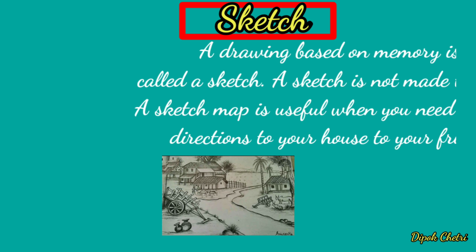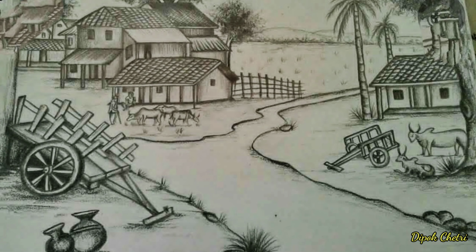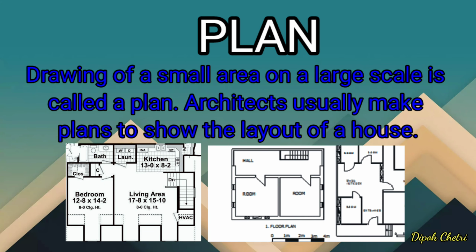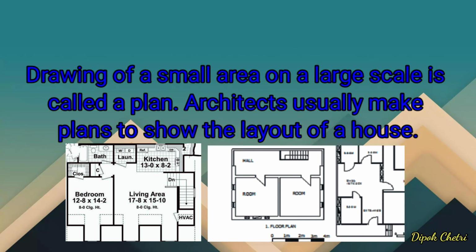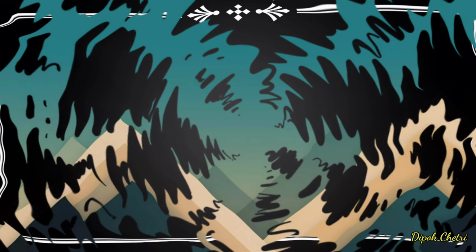A drawing based on memory is called a sketch. A sketch is not made to scale. A sketch map is useful when you need to show directions to your house to your friend. Plan. Drawing of a small area on a large scale is called a plan. Architects usually make plans to show the layout of a house.